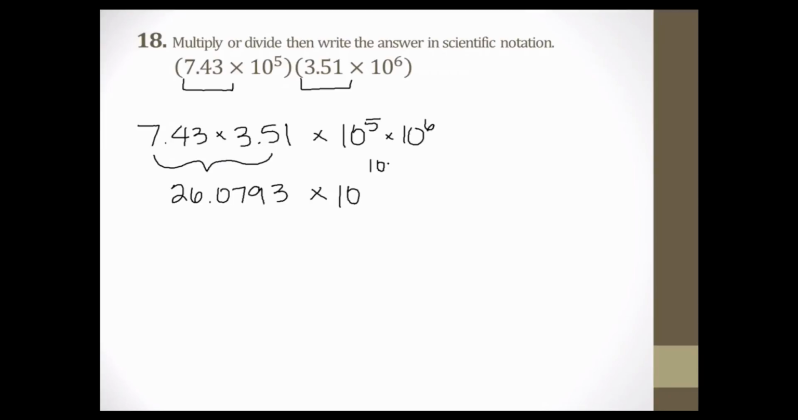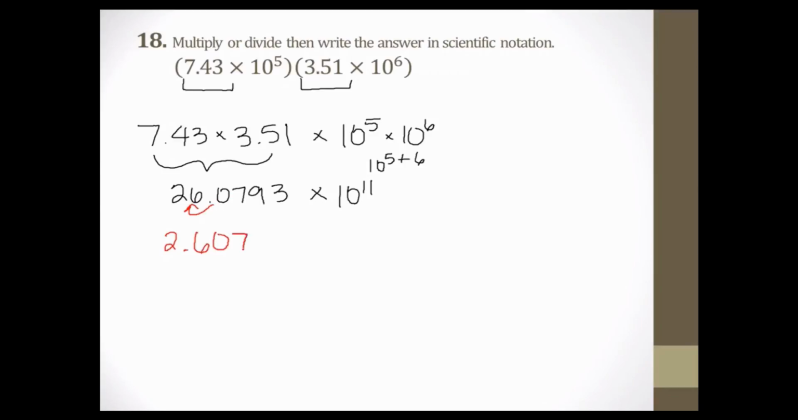That's 10 to the 5 plus 6, so that'll be 10 to the 11th. Now right now this is not in scientific notation. Remember that this first number needs to be between 1 and 10. So 26 is obviously more than 10, so we need to move this decimal 1 to the left to make it 2.6. And we can round this.